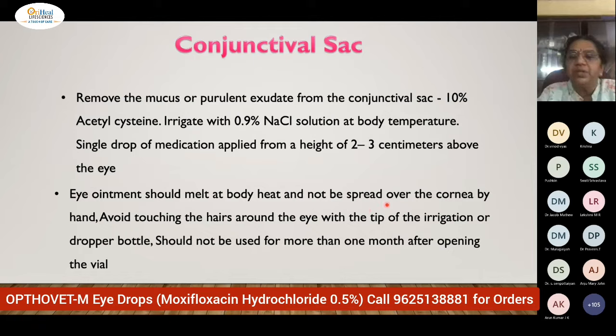You can take a 1 centimeter ribbon of the ointment from the tip and apply it over the cornea. Then avoid touching the hairs around the eye with the tip of the irrigation or drop bottle, and it should not be used for more than 1 month after opening the vial.